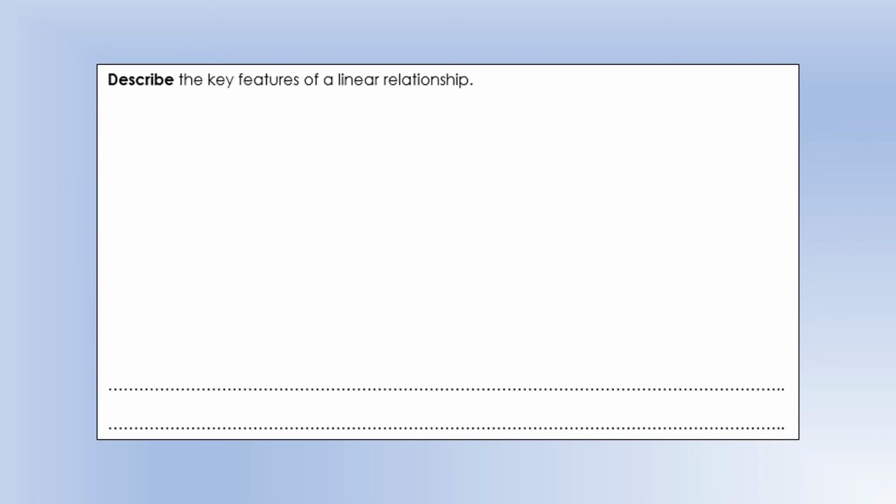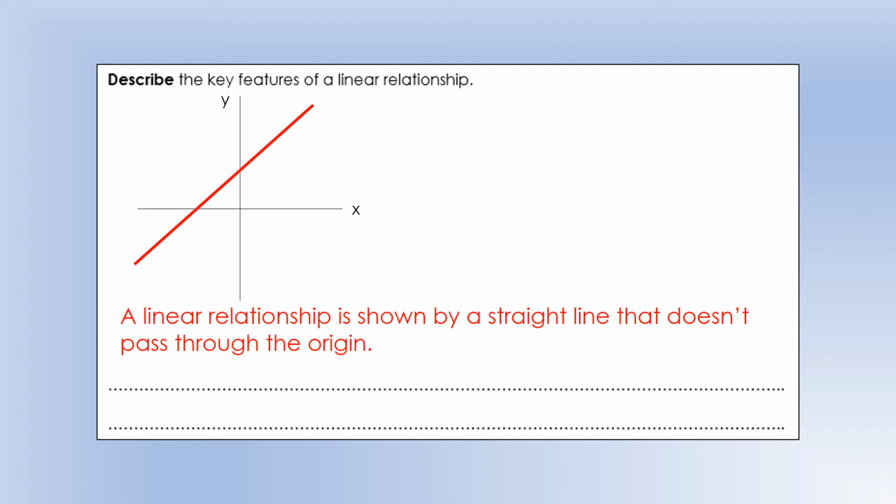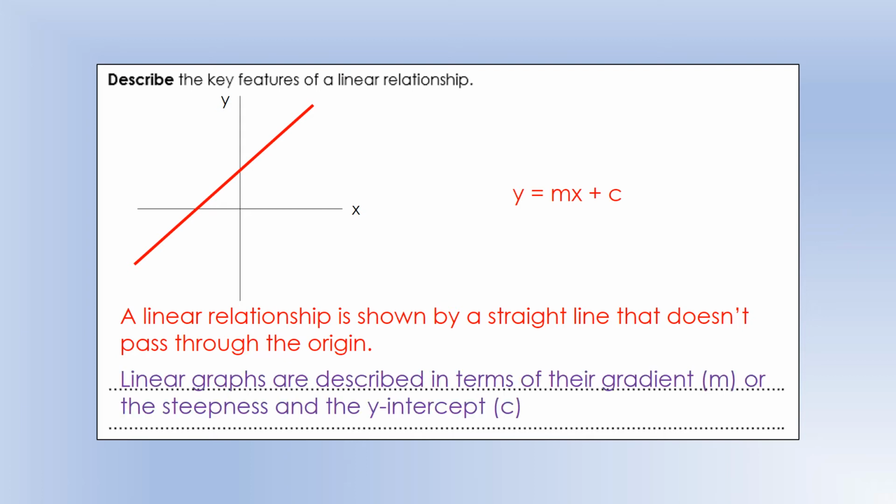Okay, so moving on to another type of relationship, which I mentioned already, a linear one. So a linear graph looks like this. It's a straight line, but it doesn't go through the origin. That's its characteristic there. This often gets described in the form y equals mx plus c, where m is the gradient and c is the y-intercept, and those have fixed values for any y or x.